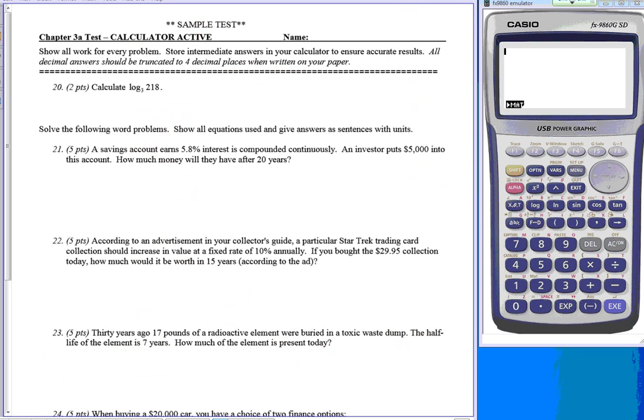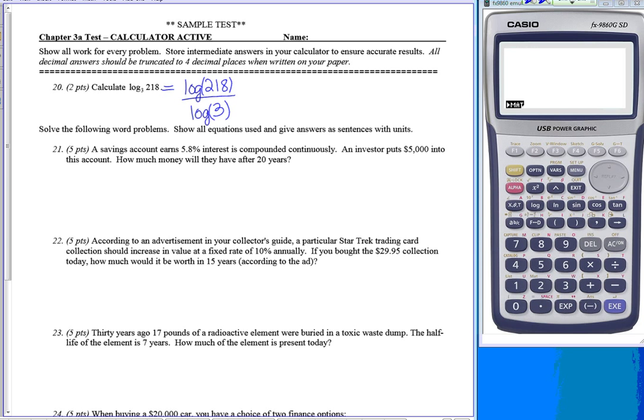Okay, now we're jumping over to the calculator part. We need to calculate the log base 3 of 218. So if I'm going to do that on a calculator that doesn't have a log base, I need to do the log of 218 divided by the log of 3. Remember, you do the log of what you're taking the log of divided by the log of the base. So be sure, if your calculator gives you parentheses, that you close them.